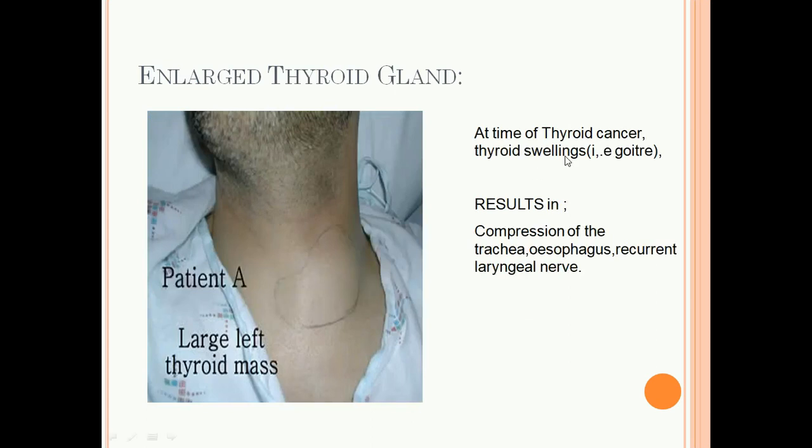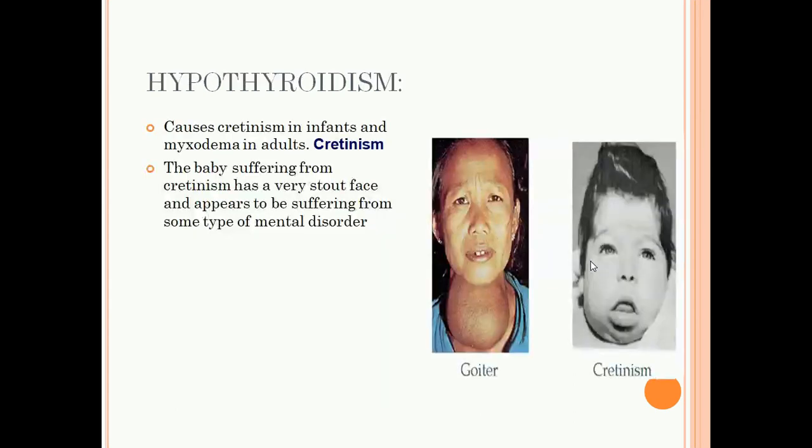At the time of thyroid cancer, this is another applied anatomy. Other than goiter and the benign tumors, if there is a carcinomatous change over the thyroid gland, there can also be compression of the esophagus, trachea and recurrent laryngeal nerve because of the increased size of the thyroid gland, which warrants immediate removal of the gland. Otherwise, it may lead to life-threatening conditions.